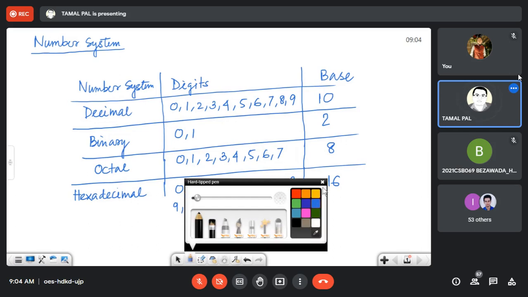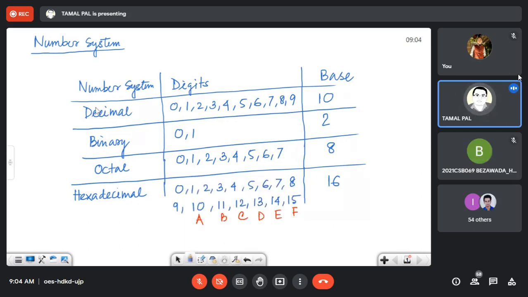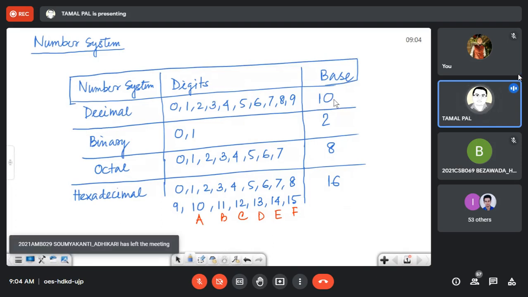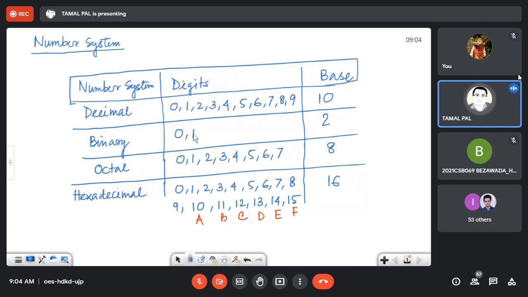Okay, so these are four standard number systems. One is decimal. We are very much familiar with it, and its base is 10. For the binary system, the digits used are 0 and 1, and its base is 2. For the octal number system, the digits are 0 to 7, and the base is 8.